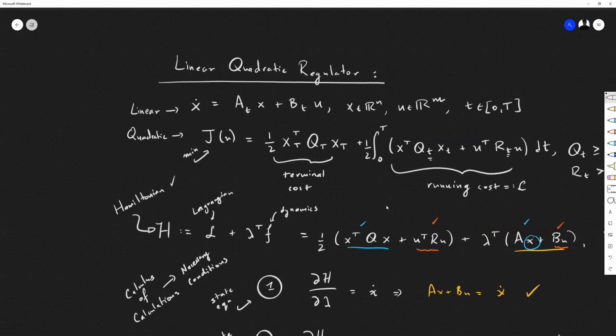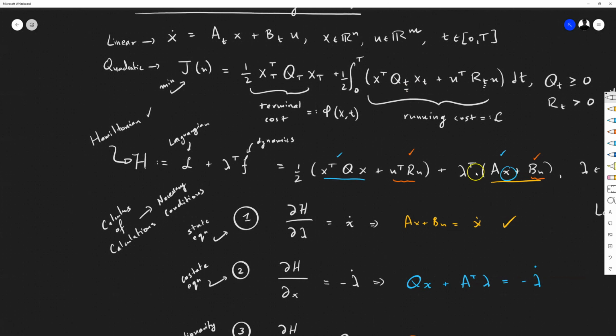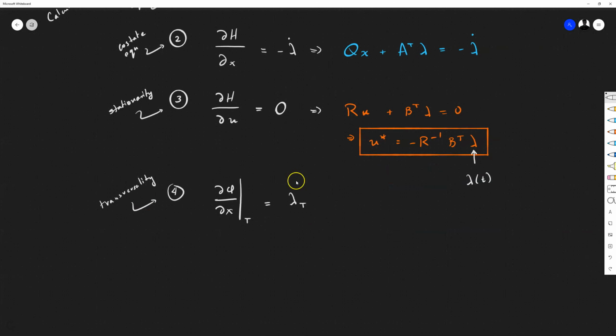Well, phi is just the terminal cost. I just denoted it by phi. And of course, it could be a function of the state, and it could also be a function of time. Okay, so this is a terminal cost. And since we do have a terminal cost, we have this last condition called the transversality conditions.